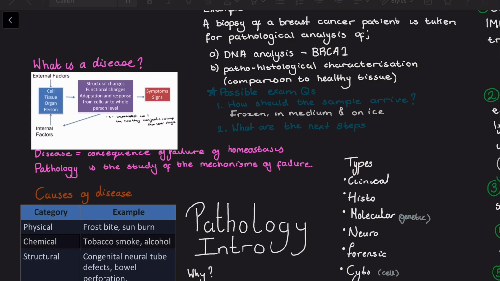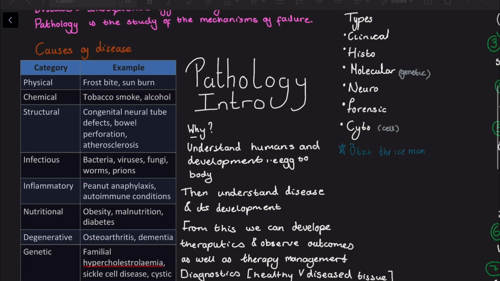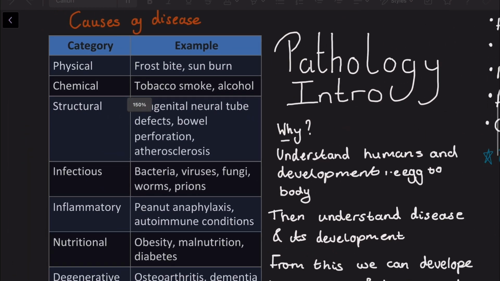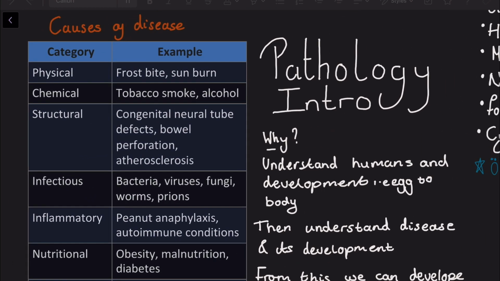So some of you might be wondering what the definition of a disease is. A disease is a consequence of a failure of homeostasis, and we use pathology to study the mechanisms of these diseases. There's a few causes or mechanisms of disease. There can be physical causes, which is things like sunburn and frostbite. There's chemical, so when you take drugs or smoke or drink alcohol. Structural diseases are due to changes in the structure of tissues and parts of the body.